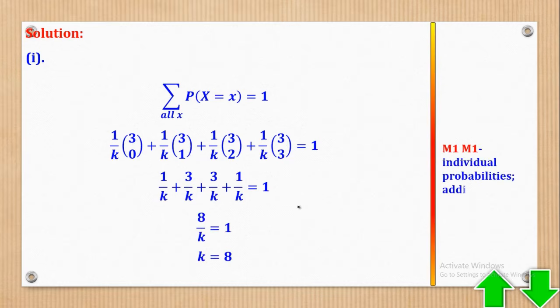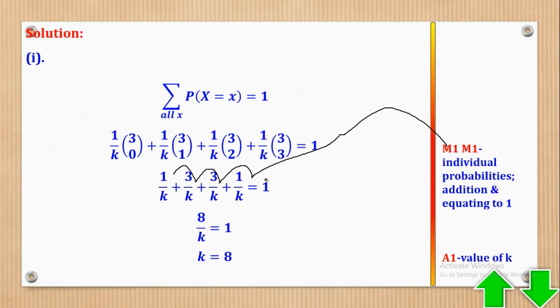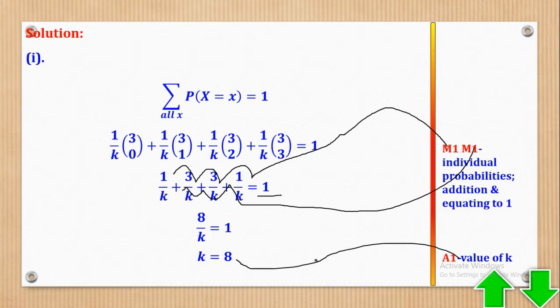Now let's see how much can be awarded. So M1 for getting all these individual probabilities. Then another M1 for adding all of them and also equating them to 1. And A1 is for the value of k.